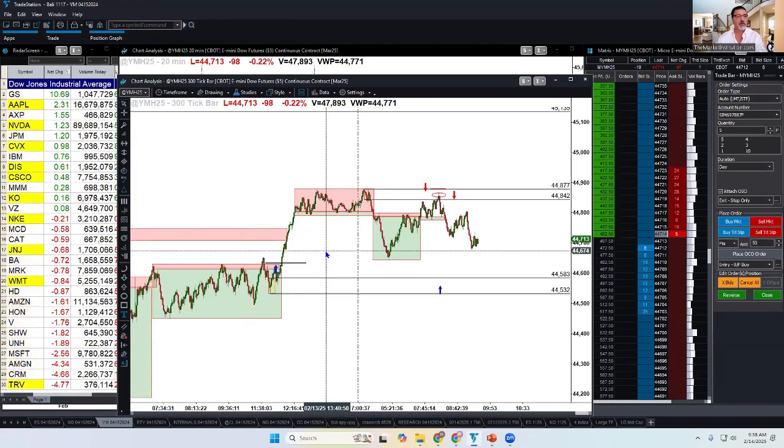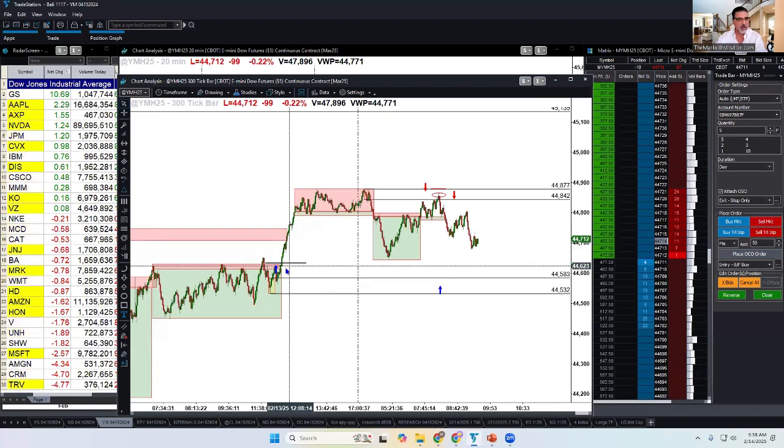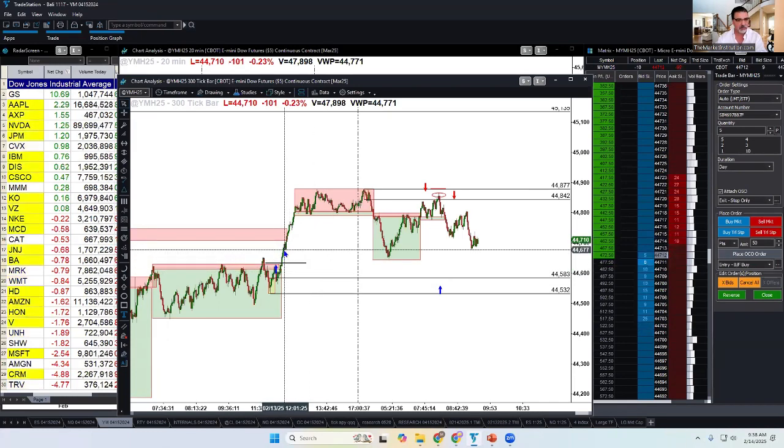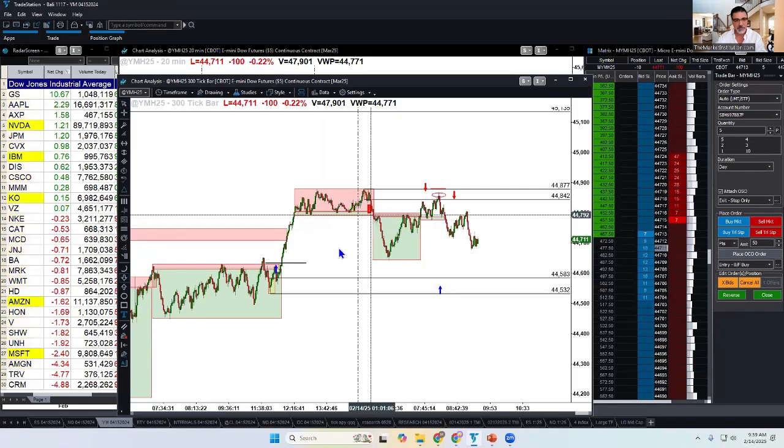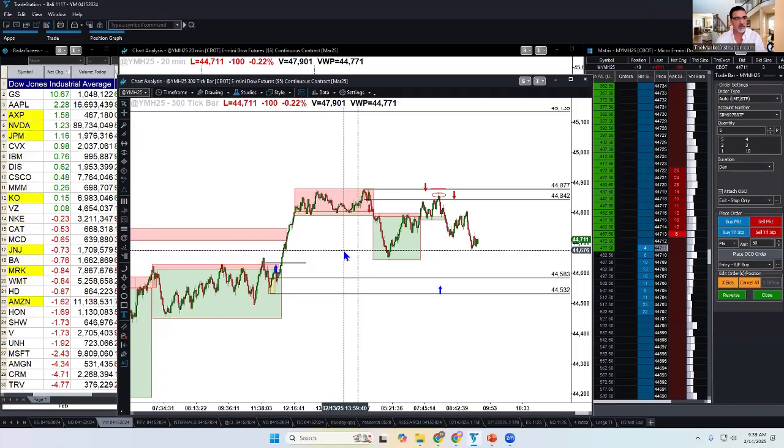Now, if you're referring to supply and demand type trading, you must have a breakout before you have a demand zone. Okay. You must have a breakout to the downside before your supply zone becomes active.